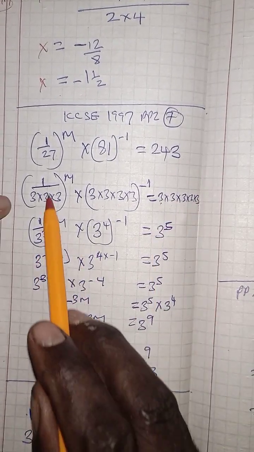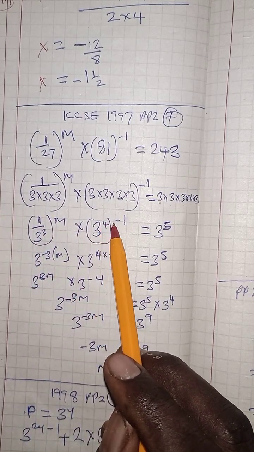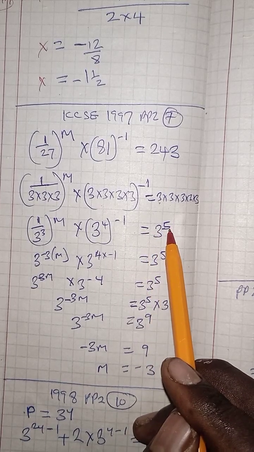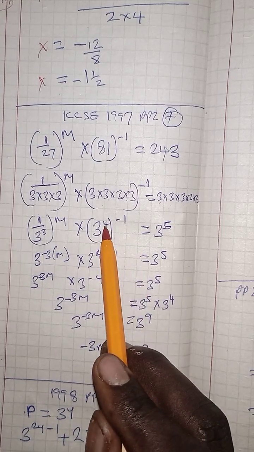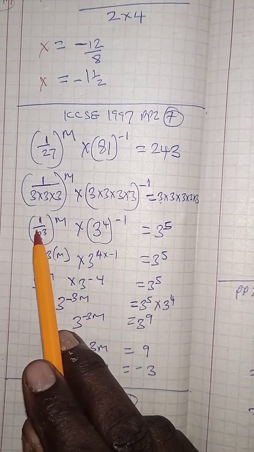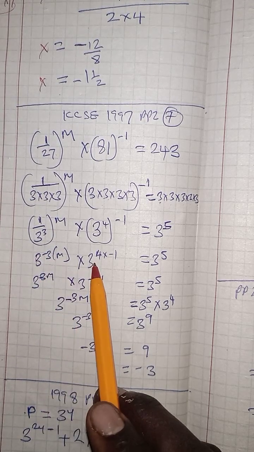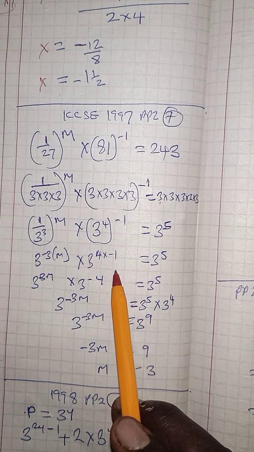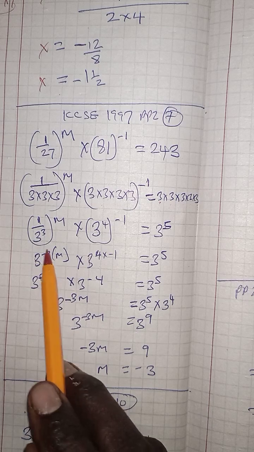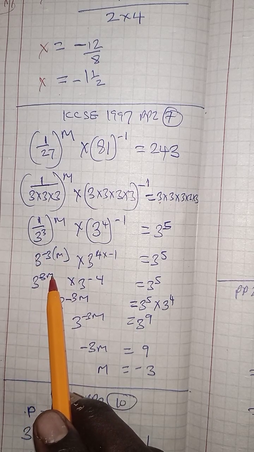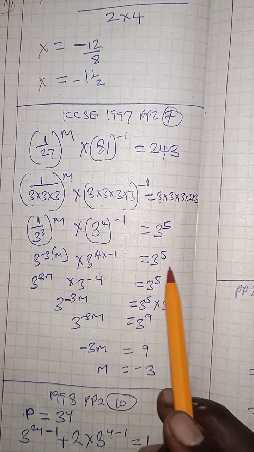So that here we have 1 over 3 cubed raised to the power of m multiplied by 3 raised to the power of 4, all to the power of -1, is equal to 3 to the power of 5. Now, you shall multiply this m by the power of this one, and this by this power. Now, 1 over 3 cubed can be written as 3 raised to the power of -3 multiplied by m, and then this is 3 raised to the power of 4 multiplied by -1. And then this means 3 raised to the power of 5. So this one will become 3 raised to the power of -3m. This one will become 3 raised to the power of -4, is equal to 3 raised to the power of 5, not negative. Sorry for that.